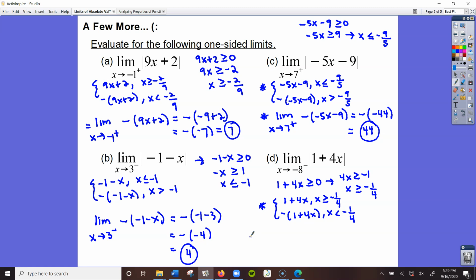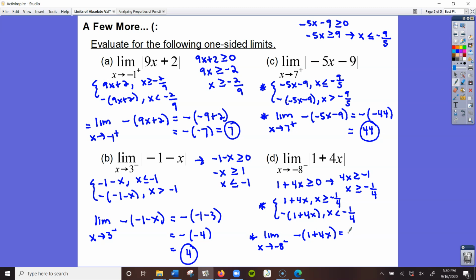Now I'm ready to evaluate for my limit. We have the limit as x is approaching negative 8 from the left. Now because negative 8 is less than negative 1 over 4, we're going to use the bottom part of my piecewise, which would be negative 1 plus 4x. And so now I'm ready to plug in that negative 8.